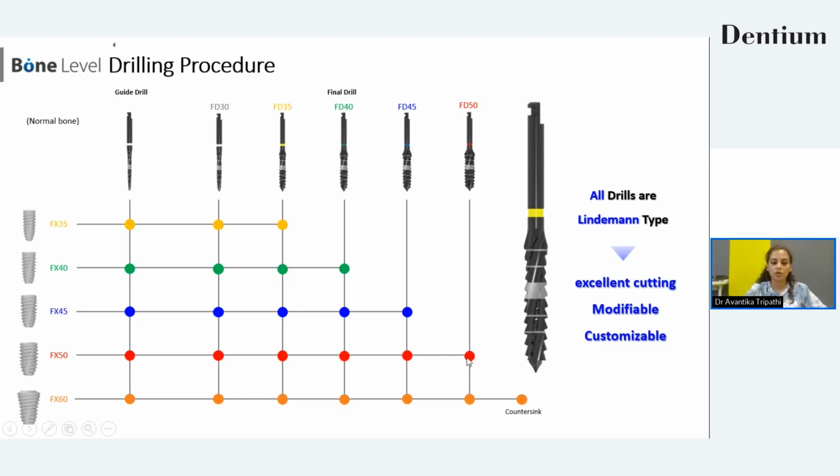There is no countersink drill as the threads of the fixture are quite aggressive. So countersink or coronal preparation of the osteotomy is not required.